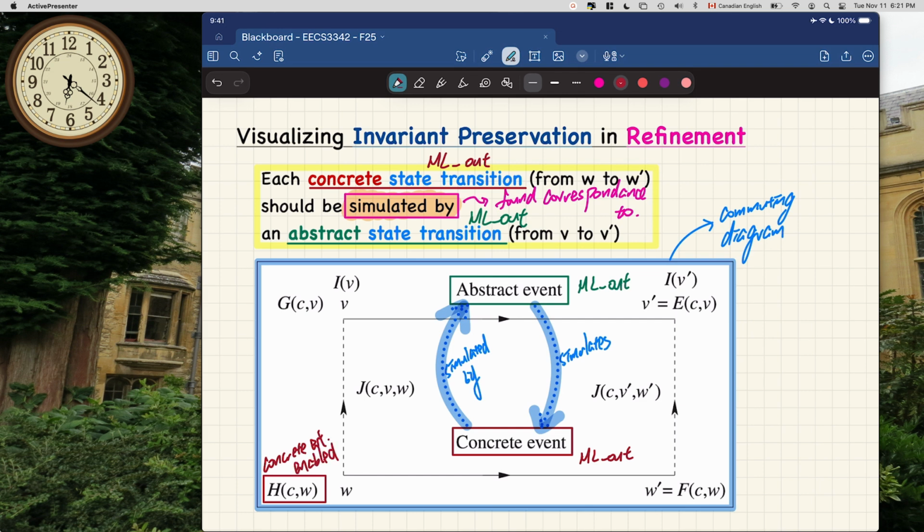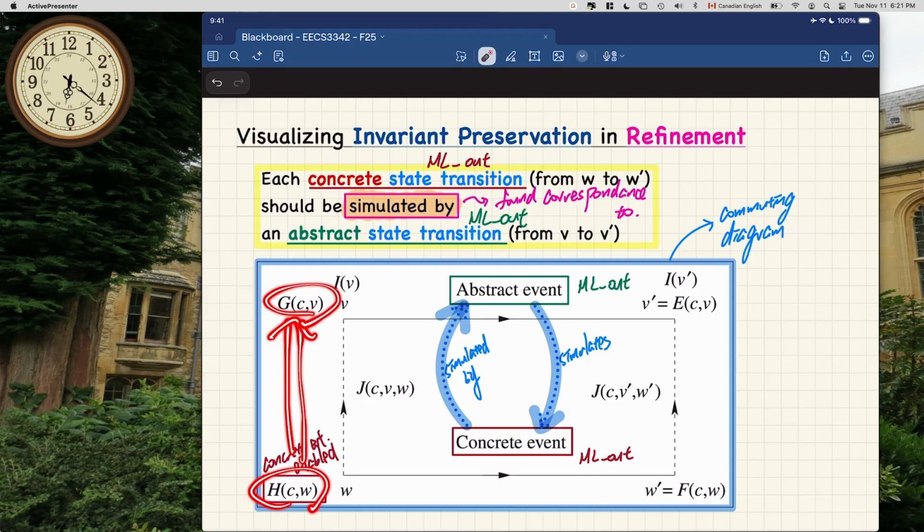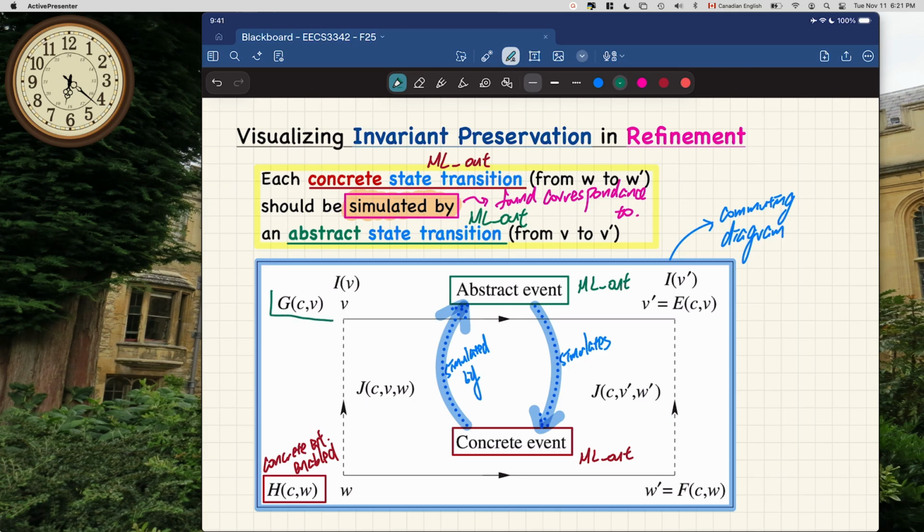Do you remember guard strengthening? Guard strengthening tells us that if this is enabled, that implies the abstract one should be enabled as well at the same time, right? So let's now talk about that one there. The G here is the abstract event's guard being enabled. And the way we understand the relation between these two is guard strengthening.